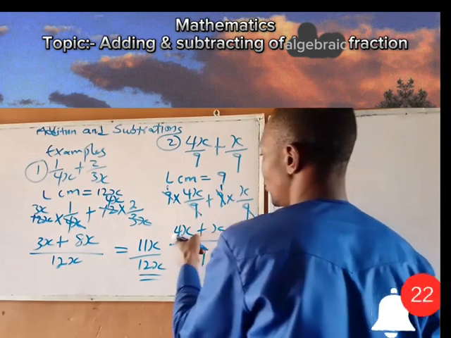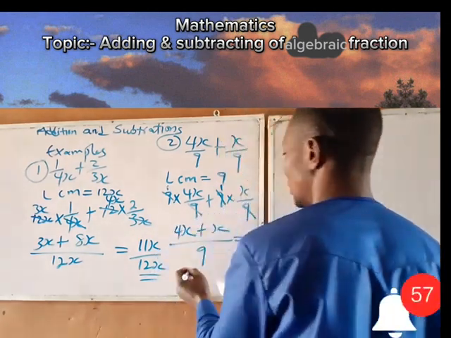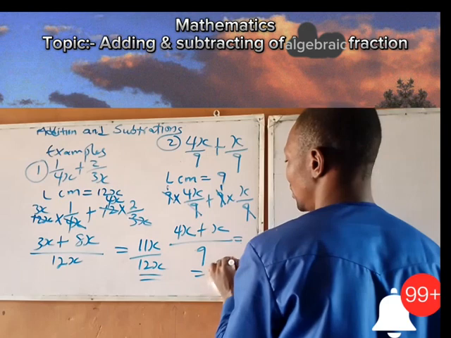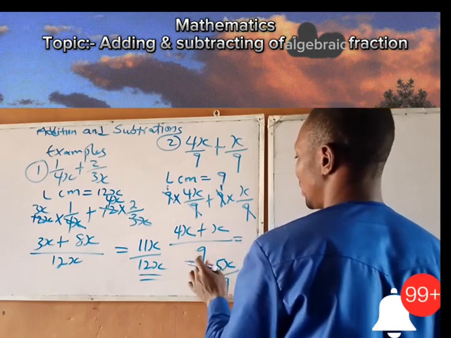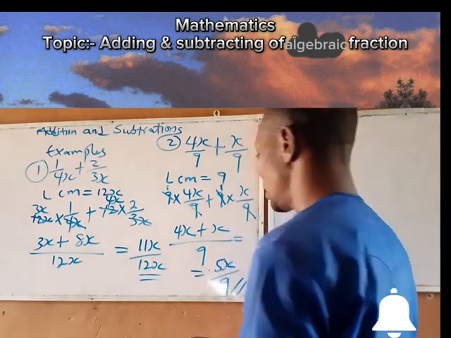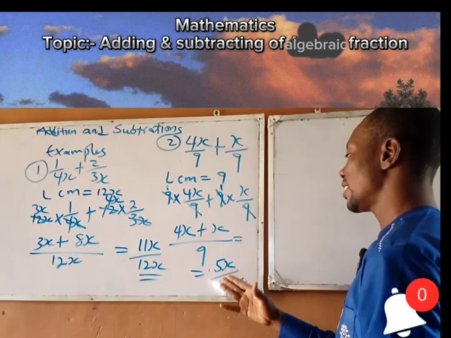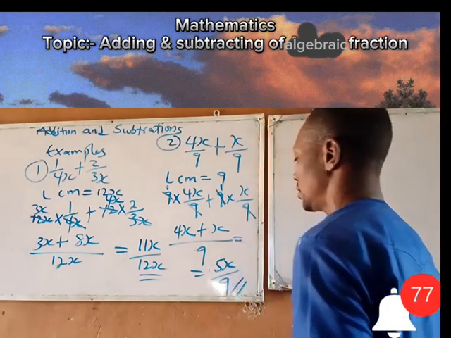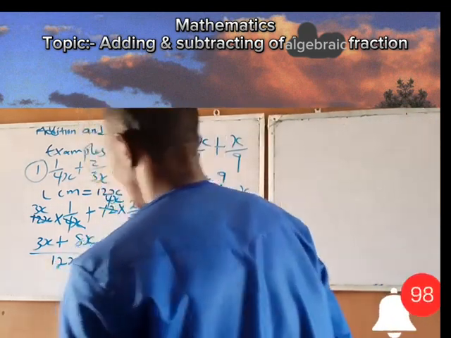Now, x and 4x are like terms. So when you add them together, we have 5x over 9, which is the LCM. So 9 cannot divide 5x. So the final answer is going to be 5x all over 9. Example 3.